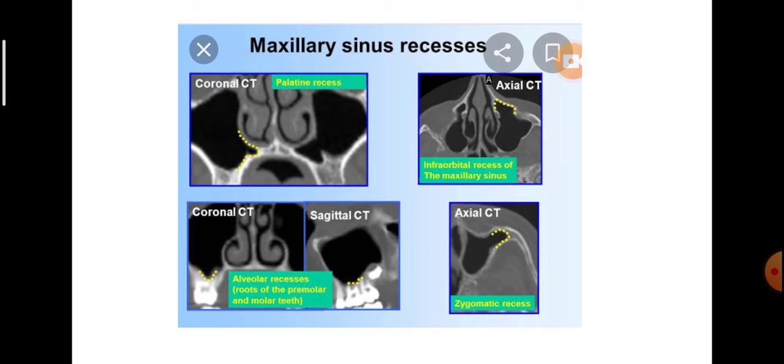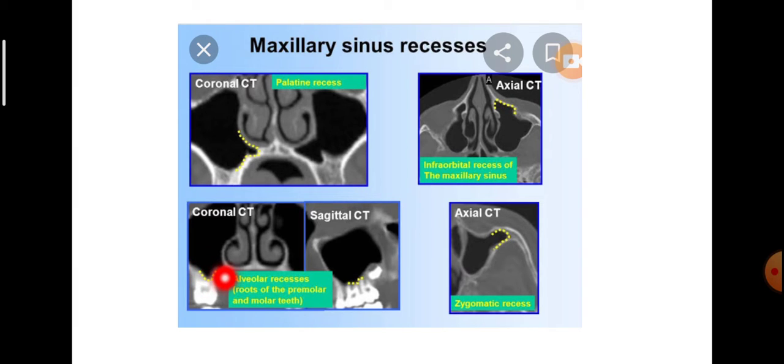Let's have a look at the various maxillary sinus recesses. This is the palatine recess. That is the palatine recess. This is the maxillary antrum, inferior turbinate, septum, and the palatine recess. This is the infraorbital recess of the maxillary sinus. Now this is the alveolar recess.